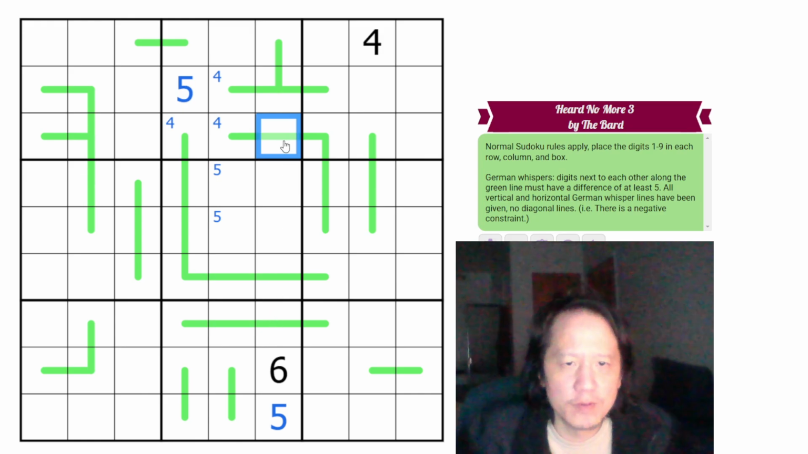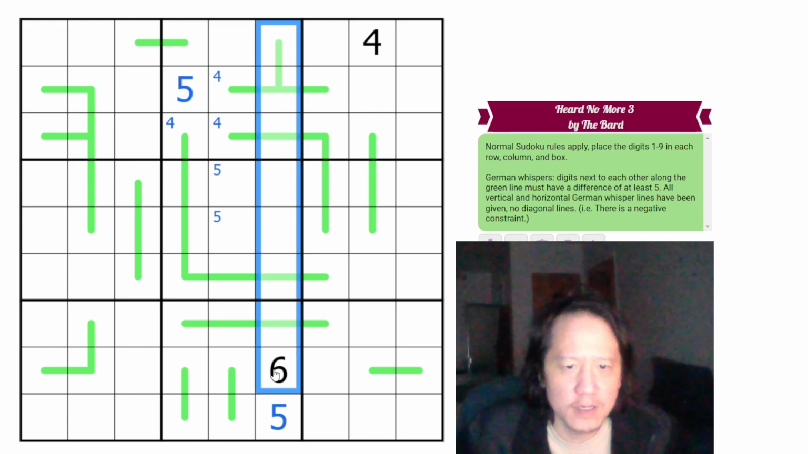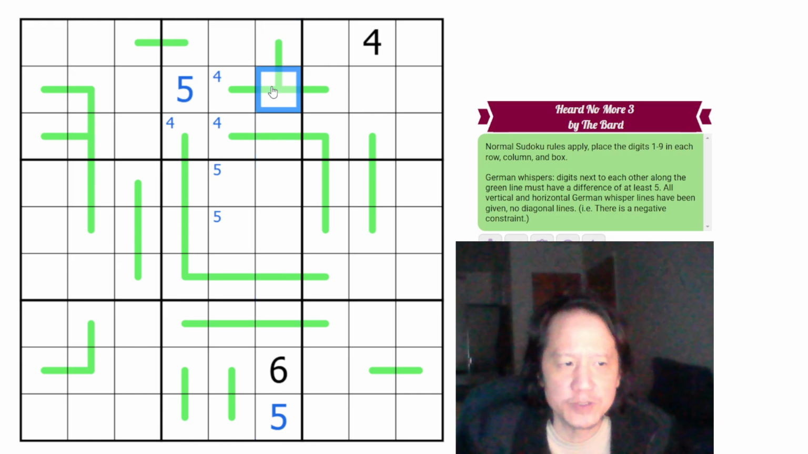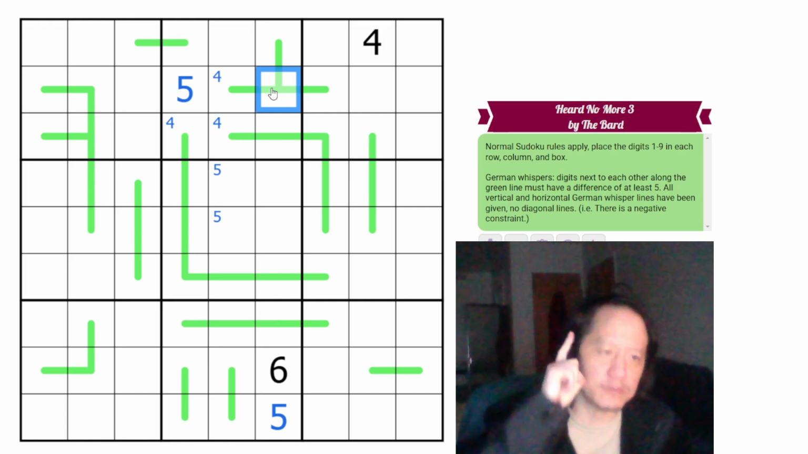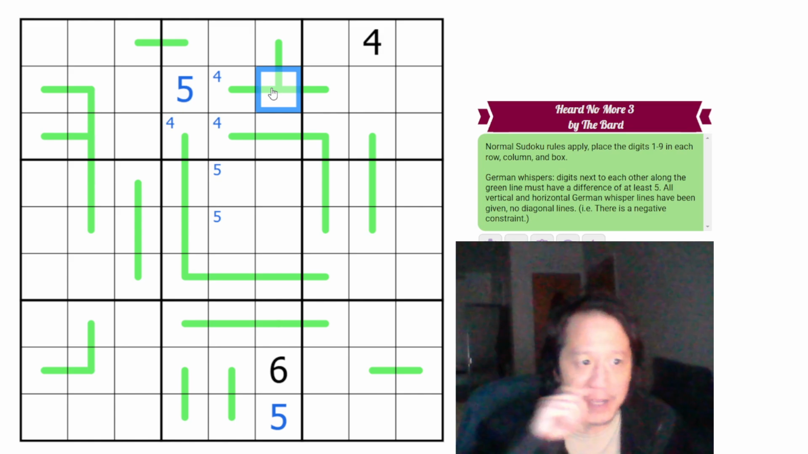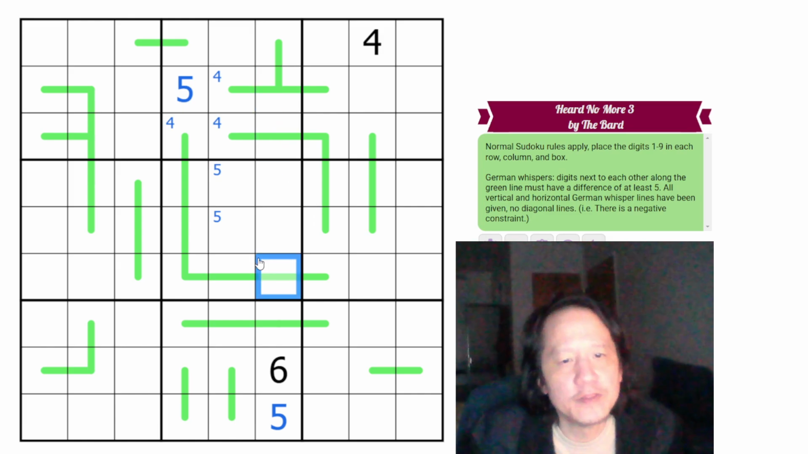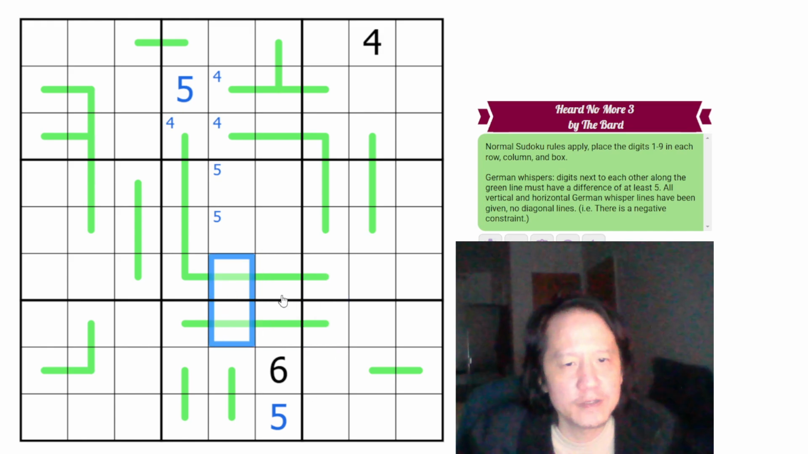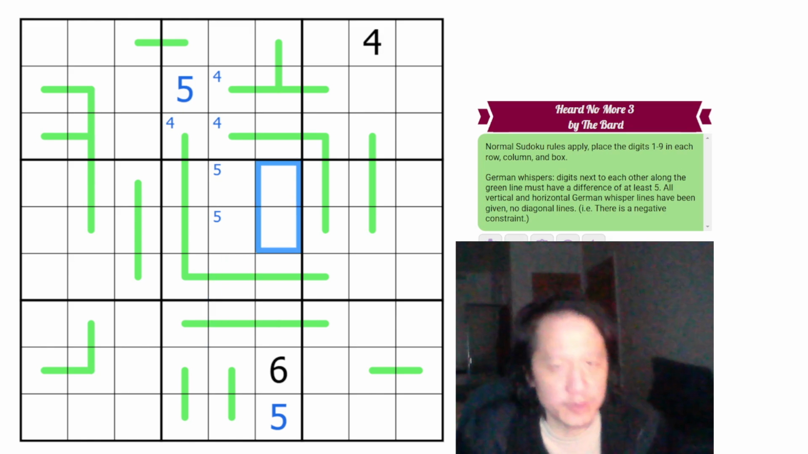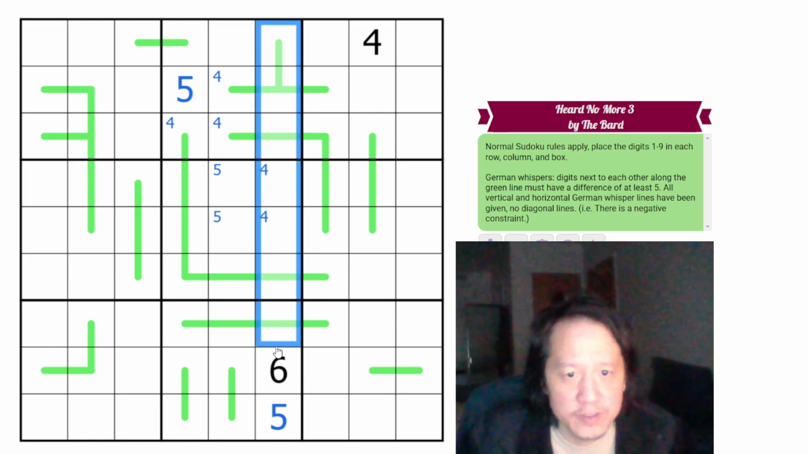So where can the 4 be actually in column 6? This sees 2 unique digits on a German whisper line, so that can't be 4. So 4 can only be next to 1 unique digit on a German whisper line, which is 9. These can't be because they both see 2 unique digits on a German whisper line. Therefore, the 4 has to be one of these two in column 6.